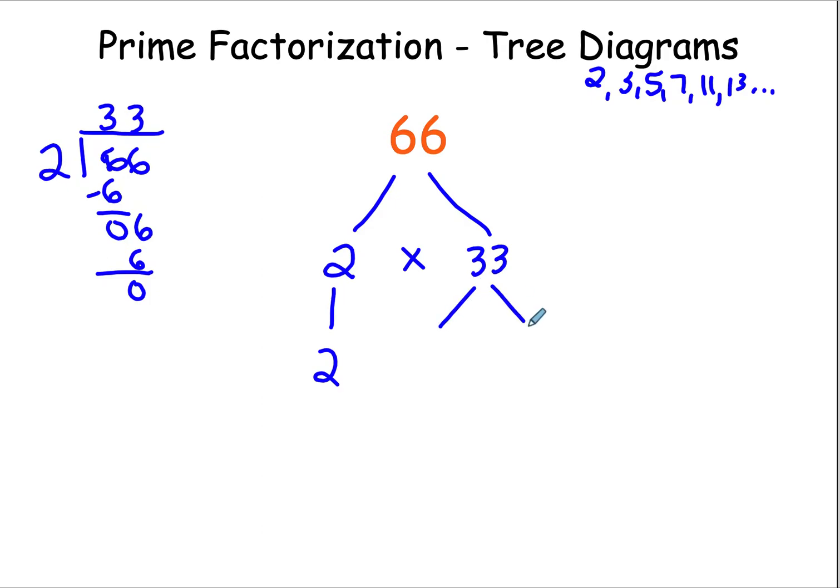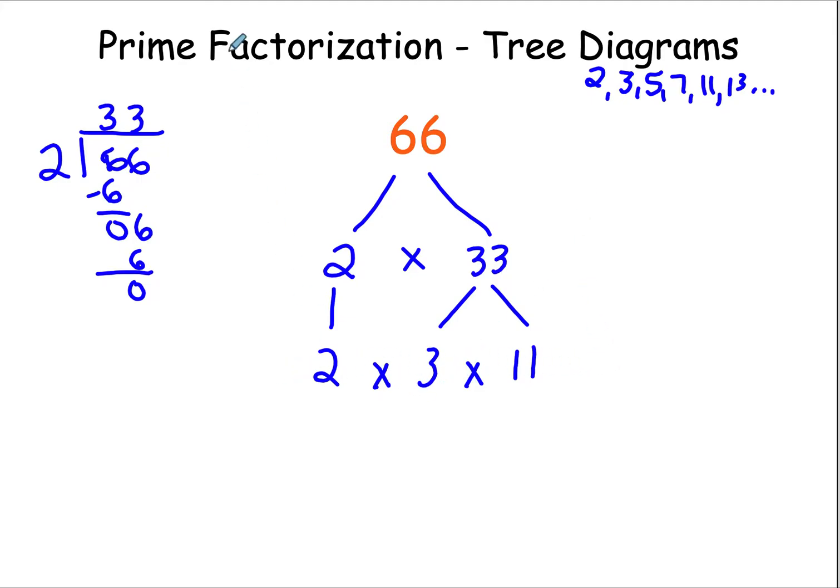Now I need to split my 33. Well, 2 can't go into it, but 3 can. 3 is my next prime number. So 3 times 11. So 2 times 3 times 11. 11 is also a prime number, so I know I am done.